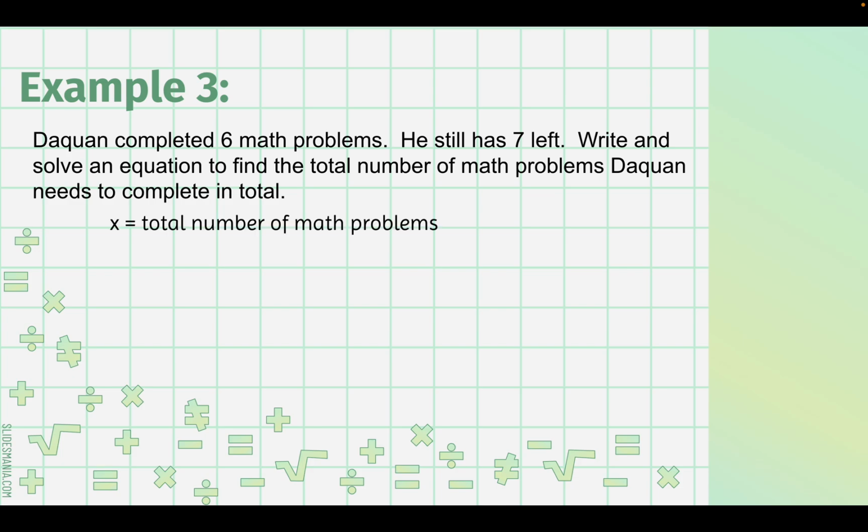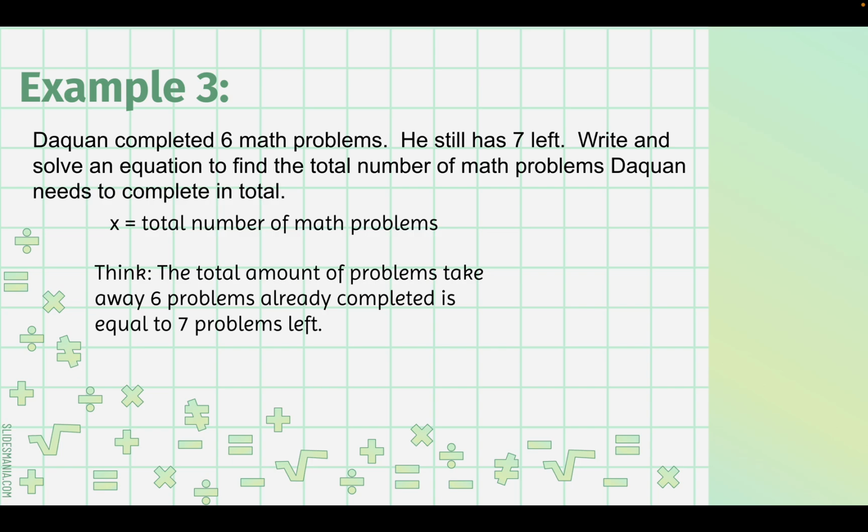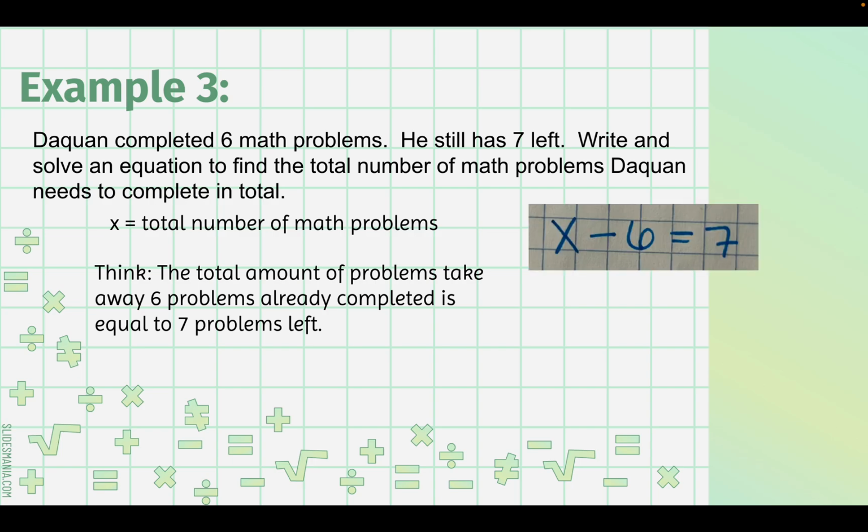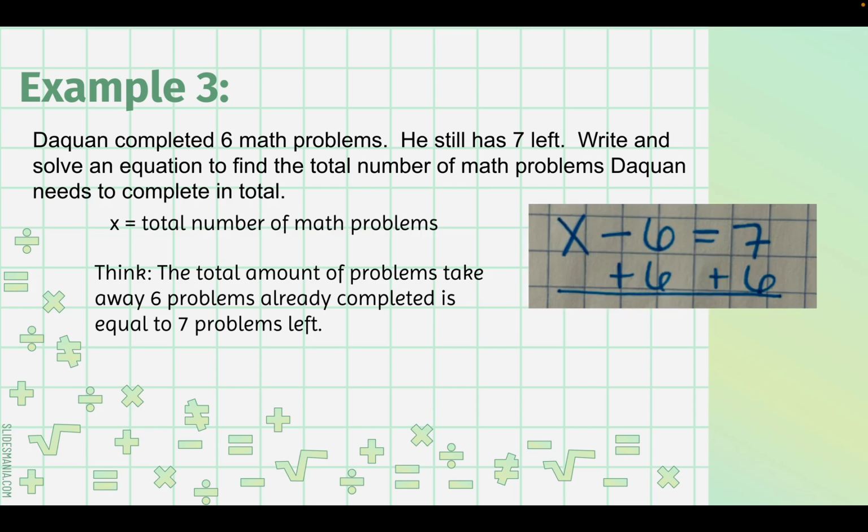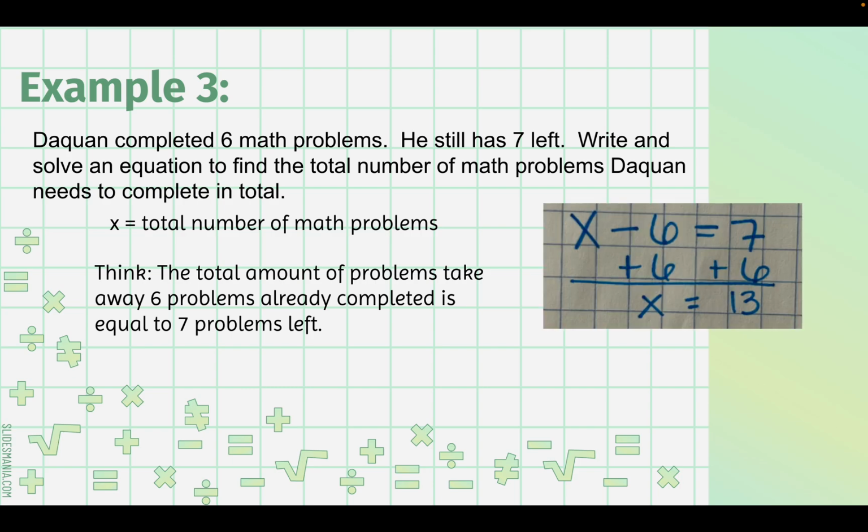So we will let variable x equal the total number of math problems. Then we'll think the total amount of problems take away 6 problems already completed is equal to 7 problems left. So our equation will look like x minus 6 equals 7. Now in order to isolate the variable, we will use inverse operations and add 6 to both sides of our equation. Then we get x equals 13. So Daquan needs to complete 13 total math problems.